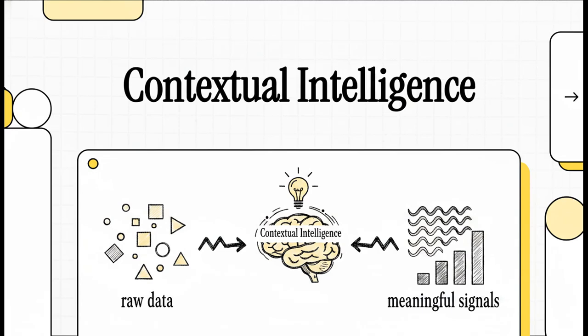Today we're unpacking a really fascinating and honestly a deeply important concept that sits right at the very foundation of how we understand information in our modern digital age. We're going to be exploring a core philosophical and technical theme, contextual intelligence. Specifically, we'll be looking at the journey of transforming raw data into meaningful signals.